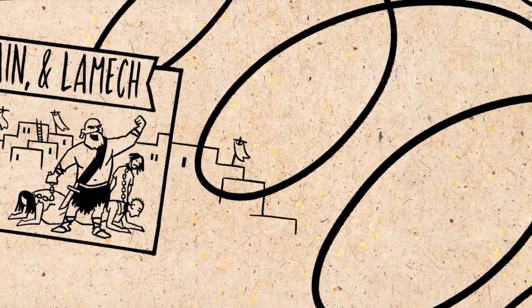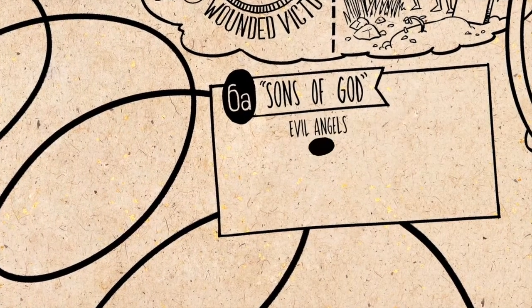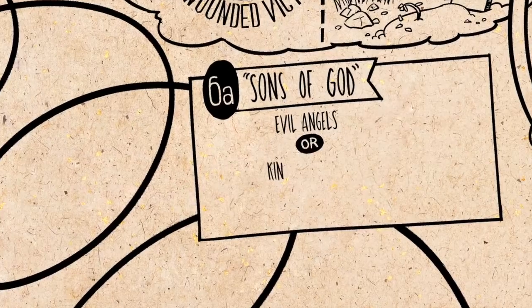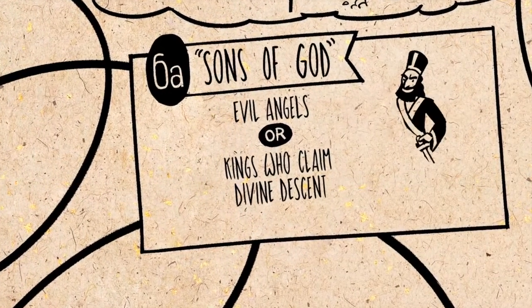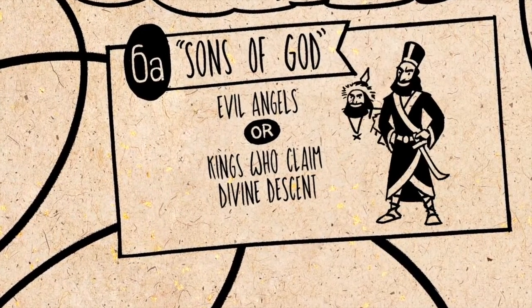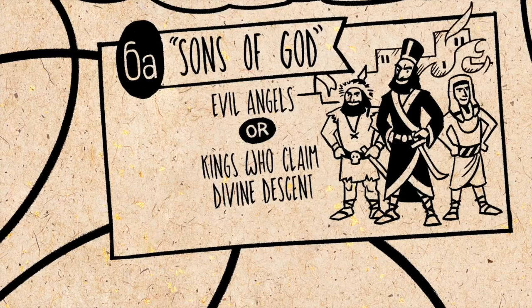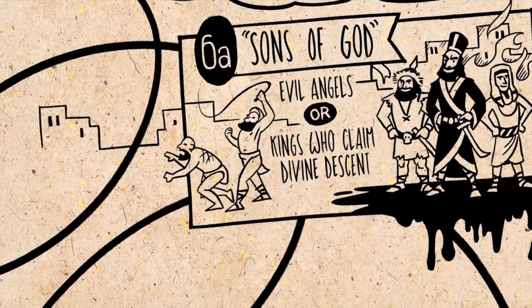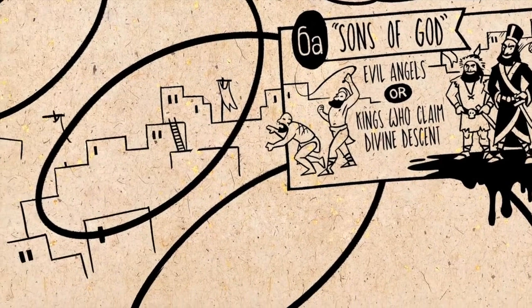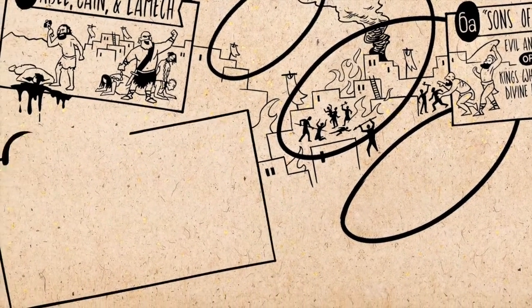After this, we get an odd story about the sons of God, which could refer to evil angelic beings, or it could refer to ancient kings who claimed that they descended from the gods. And like Lamech, they acquire as many wives as they wanted, and they produce the Nephilim, these great warriors of old. Whichever view is right, the point is that humans are building kingdoms that fill God's world with violence and even more corruption. In response, we're told that God is broken with grief. Humanity is ruining his good world, and they're ruining each other.